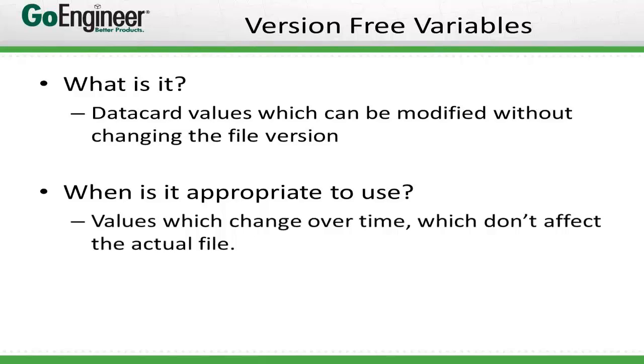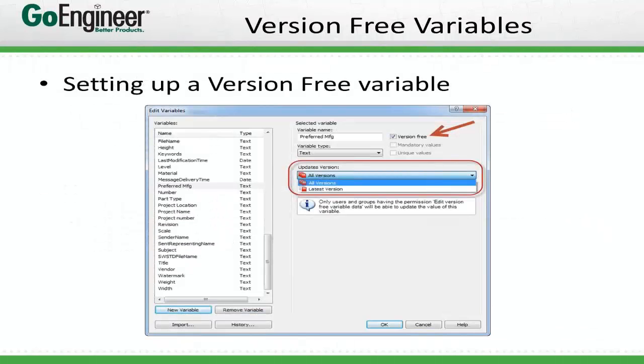So this new type of variable does not require users to be able to check out the file in order to modify it. However, it does come with a new set of permissions that need to be set and that administrators need to be aware of. So let's take a look at how we would go ahead and define a version-free variable in the system. We do so through the variable editor, as we would any other variable.